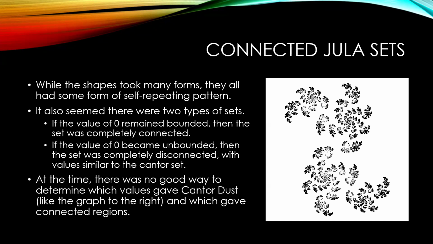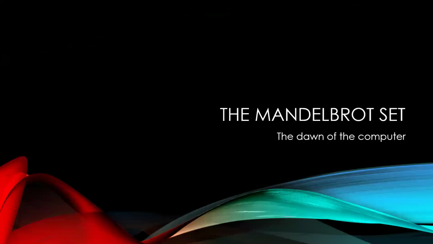And so what was causing this? And what would the map look like? If we wanted to figure out all of the c values which make it so that it's connected, or all of the c values which make it unconnected, well, what would that look like? How do we figure it out? That's where the Mandelbrot set comes in.